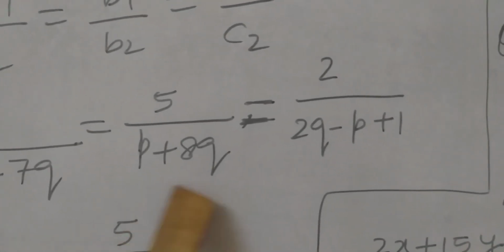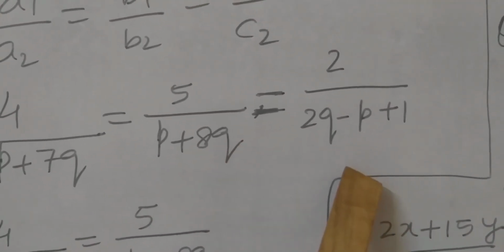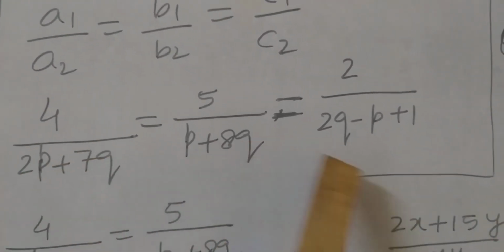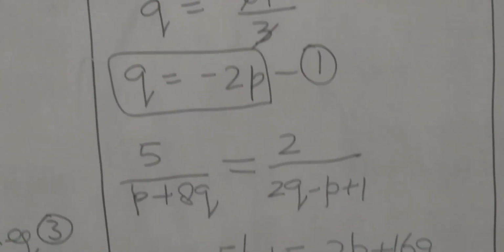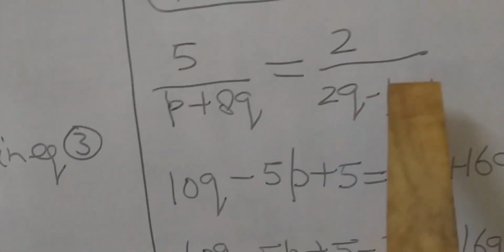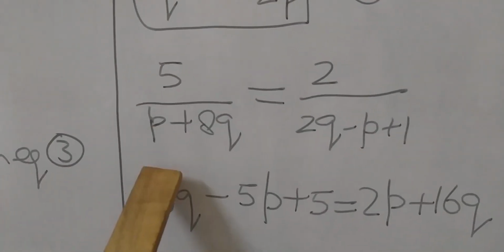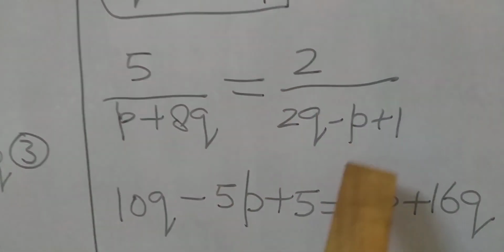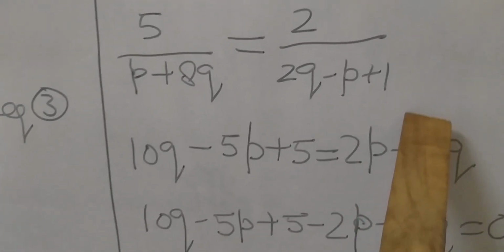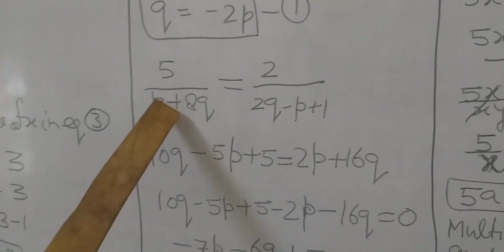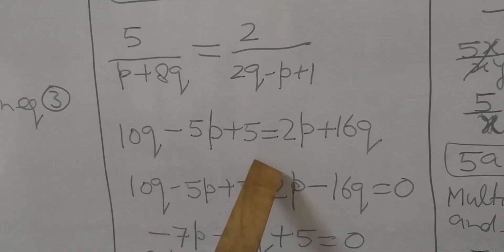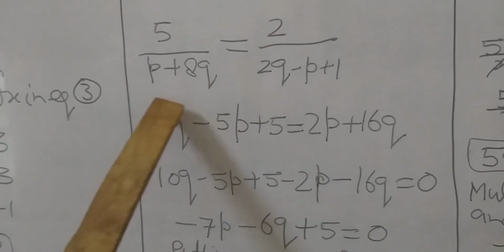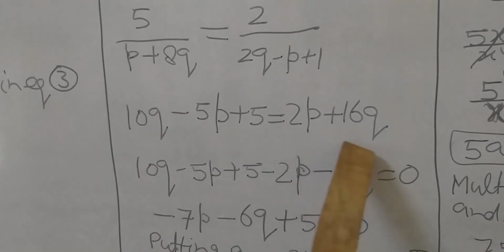Now students, I am going to take the last two parts, second and third. If you want to take first and third, then you can take. So I am taking here, students, the second and third parts. 5 upon p plus 8q equals 2 upon 2q minus p plus 1. Cross multiplication, students. So 10q minus 5p plus 5, and 2 is multiplied by p plus 8q, so 2p plus 16q.